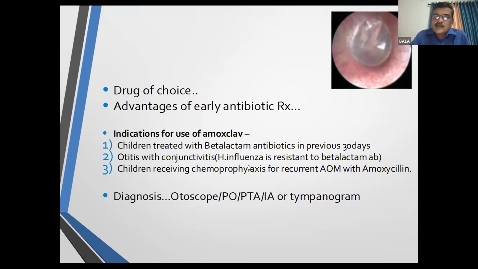On day 3 and day 10. Day 10, we have to do the impedance audiometry to rule out serous otitis media, which may be asymptomatic.